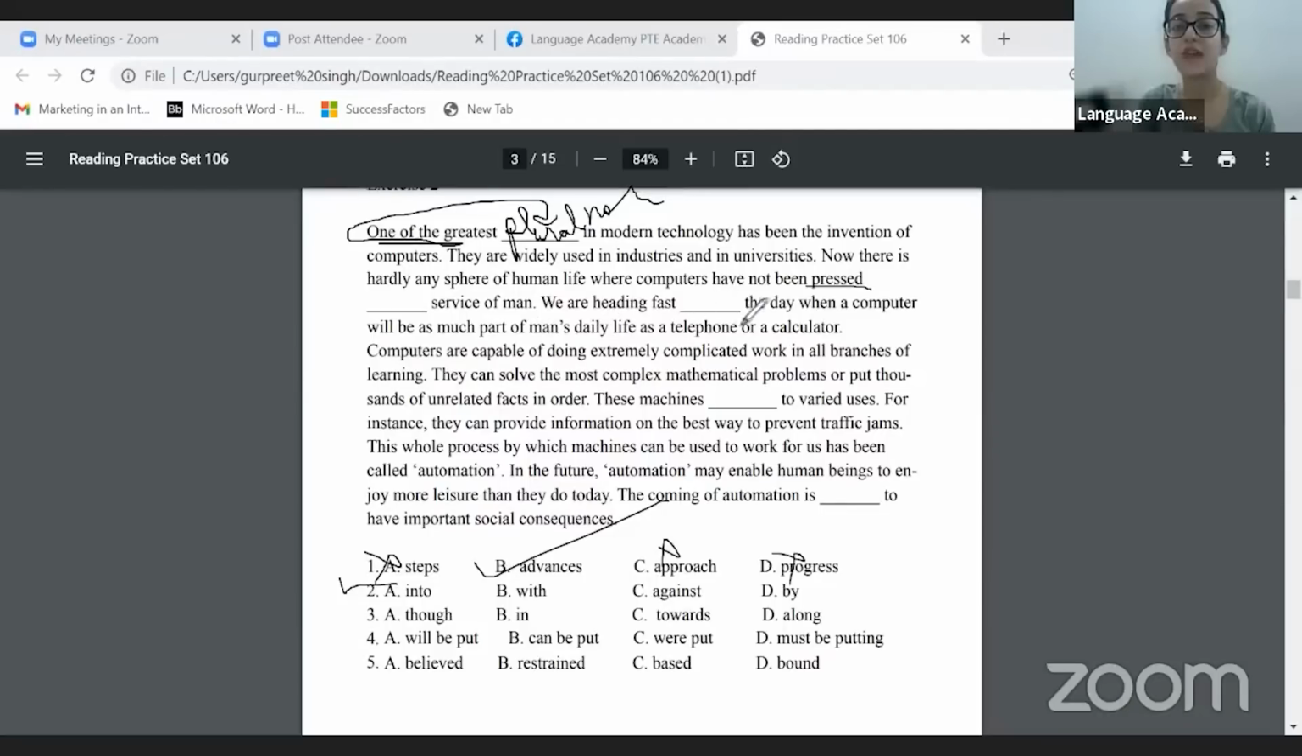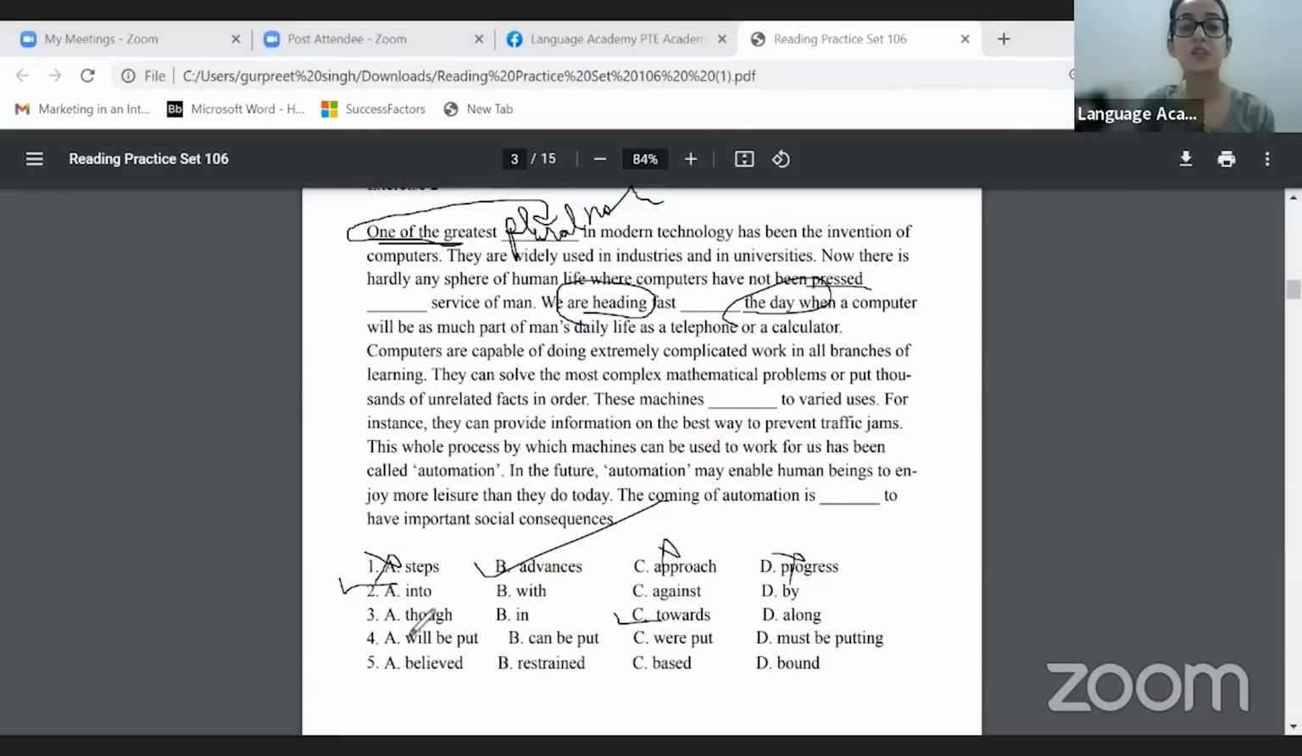We are heading fast dash the day when a computer will be as much part of man's daily life as a telephone or a calculator. So we are heading, are plus ing. We are heading means we are going. We have currently not reached there, we are going there. When we have a target set and we are going towards the target, then we always use the word towards, because we are already in movement and we know our goal. We are heading fast towards the day. This day is what we are going towards.